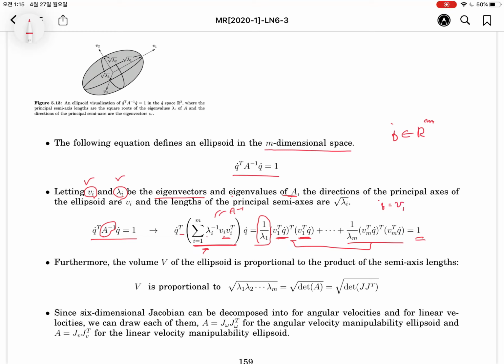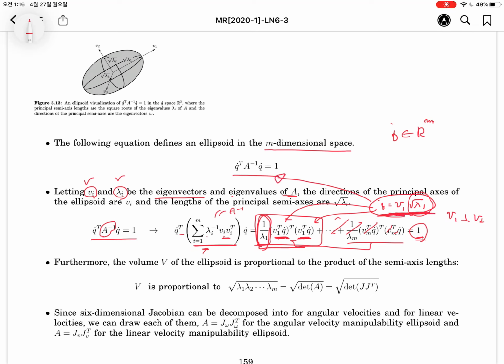q dot is equal to v1 times the square root of lambda 1. It is applied here. What happened? It is equal to 1. Every eigenvector is orthogonal to each other, so the remaining terms will be 0. So we have just this term, but the two square root lambda 1 factors will cancel out to 1 over lambda 1, and v1 transpose v1 will be 1, and this is also 1. So this term must be a solution of this equation.